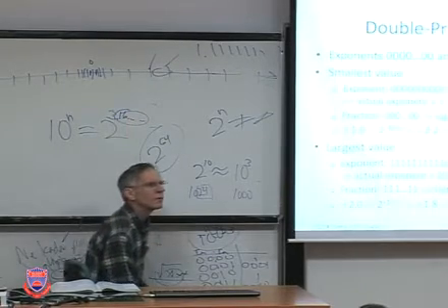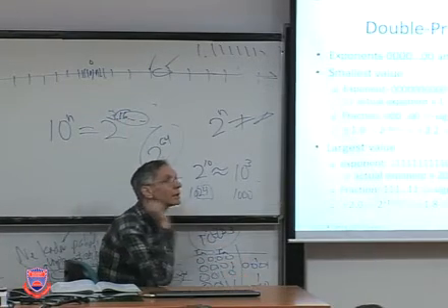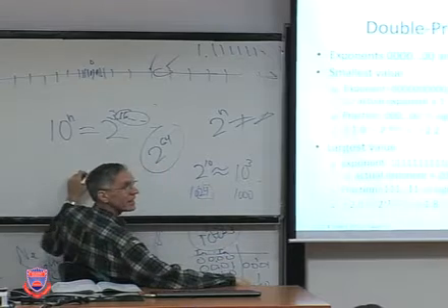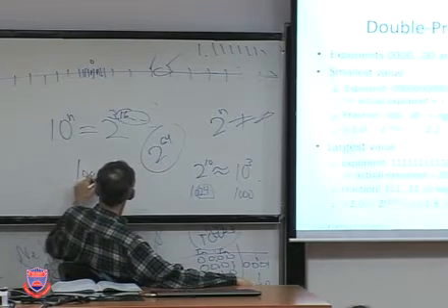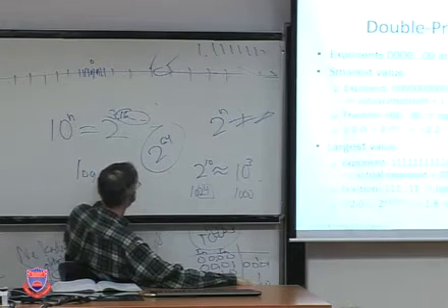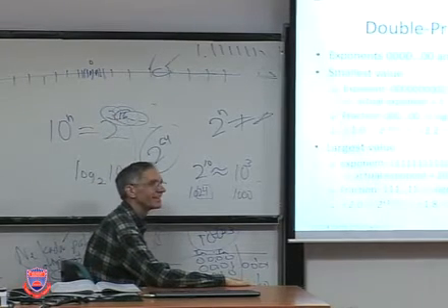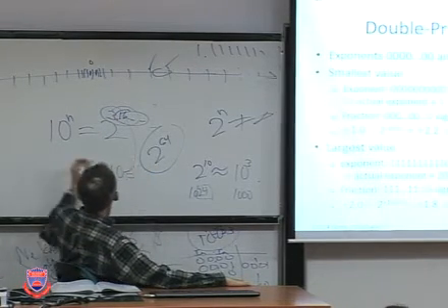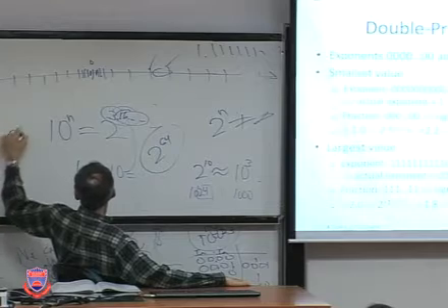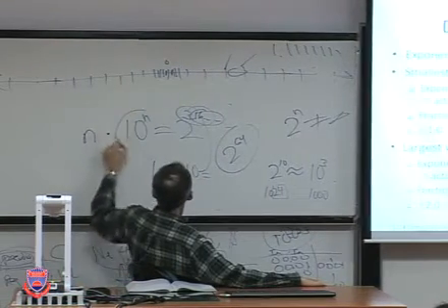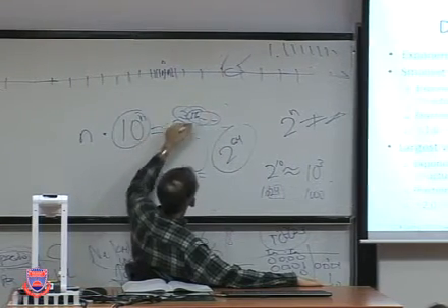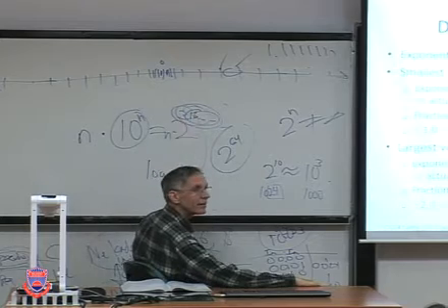3.1616. Where did that come from? Yes, it is, isn't it? The log to the base 2 of 10 equals exactly that, doesn't it? Now I have a way to convert. N times this equals N times that, right?